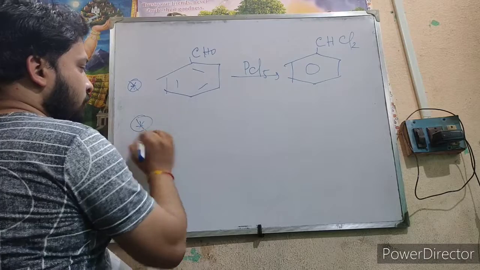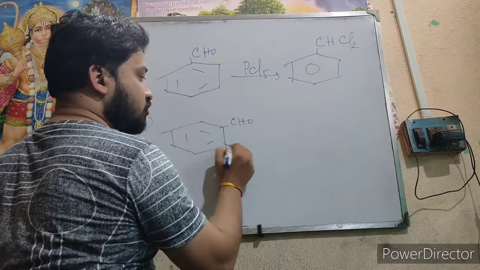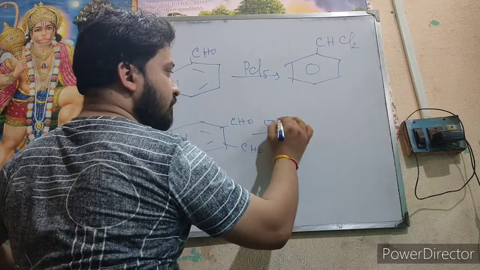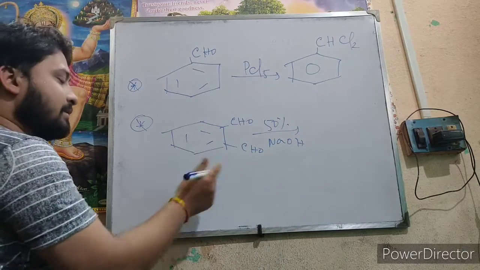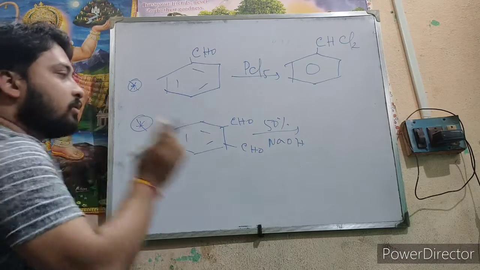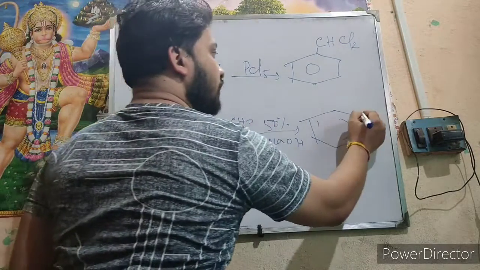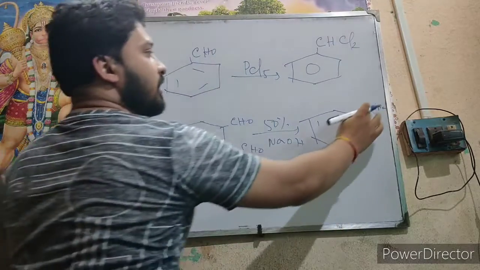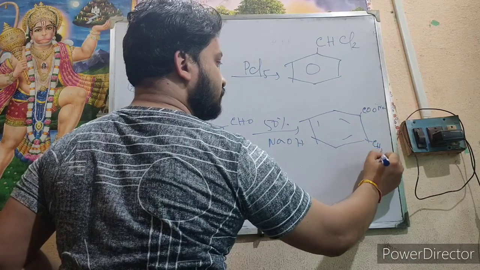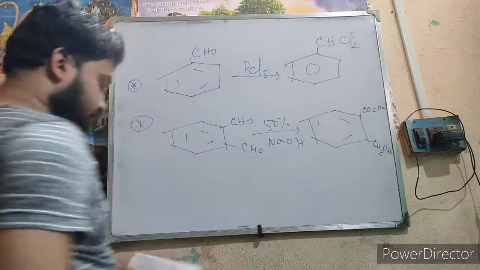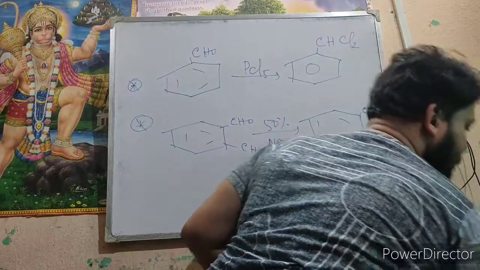Then, if you are given this problem, this is the Cannizzaro reaction. You think about it, CHO, CHO. If you are given 50% NaOH, this is the Cannizzaro reaction. So one is COOH, another is CH3OH. For this reaction, you get COONa, and you get CH2OH. This is the Cannizzaro reaction, and this is simple.